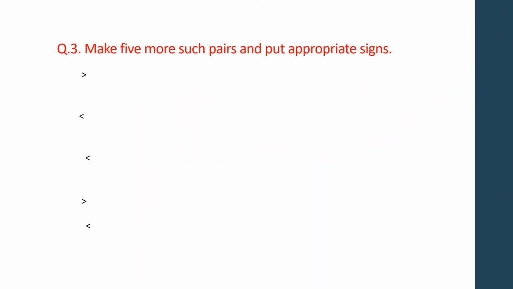Make 5 more such pairs and put appropriate signs. Here we have 1 by 2 greater than 1 by 3, 3 by 7 smaller than 5 by 7, 4 by 11 smaller than 2 by 5, 2 by 5 greater than 1 by 4 and 1 by 10 is smaller than 1 by 4. You can choose your own fractions.